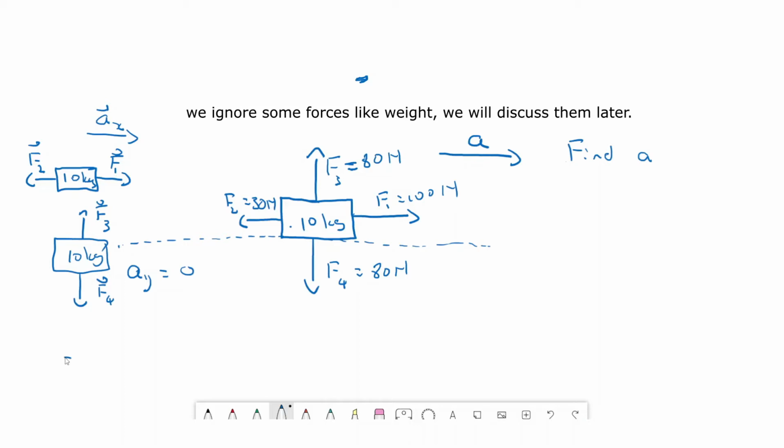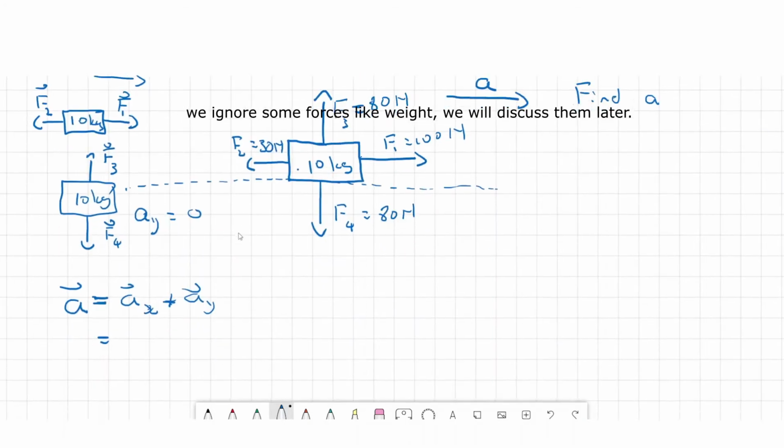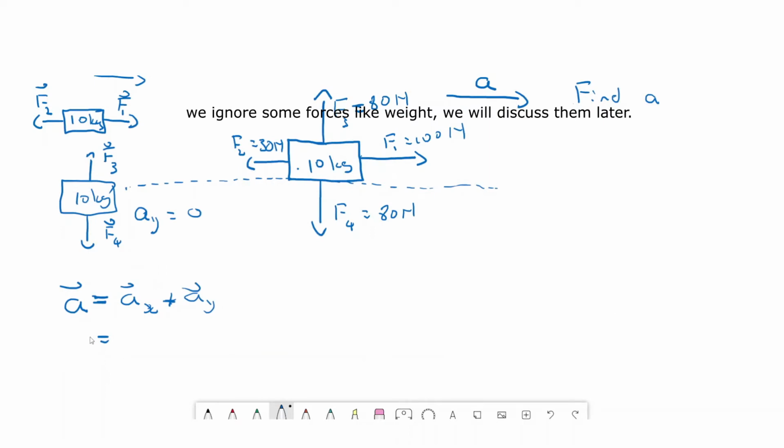Now the total acceleration A will be given by the acceleration in the X direction plus the acceleration in the Y direction. Okay, and if you do it like that, you will actually find that since the acceleration in the Y is 0, let me take this up a bit so that it doesn't go off your screen. The acceleration in the X does exist, I just don't know it, but the acceleration in the Y is already 0.